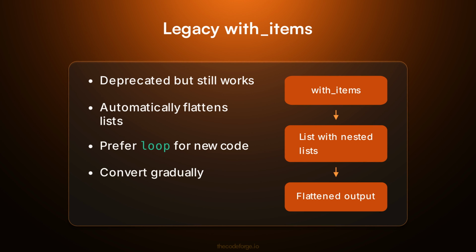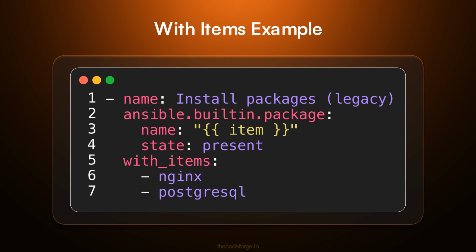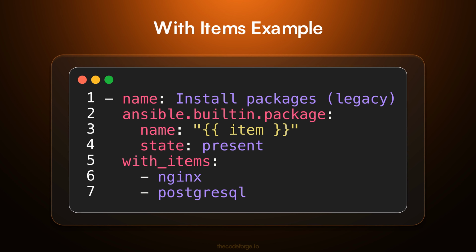The legacy with_items automatically flattens nested lists. It's deprecated, so use loop with flatten if you need that behavior. This is the old way to iterate. It still works, but you'll get deprecation warnings.